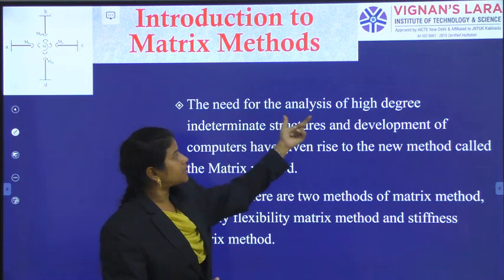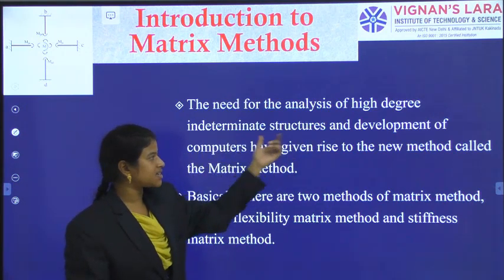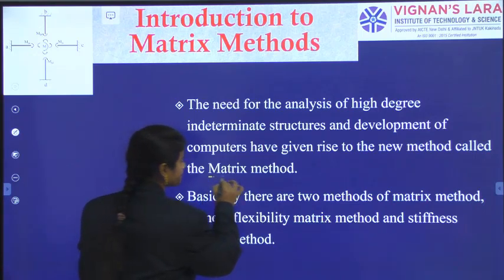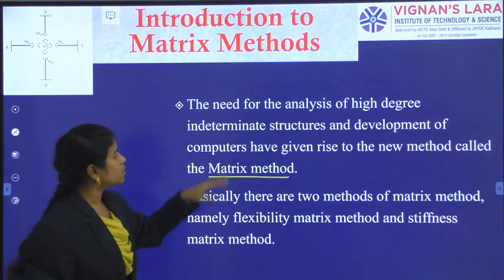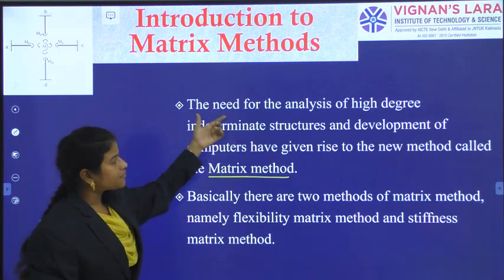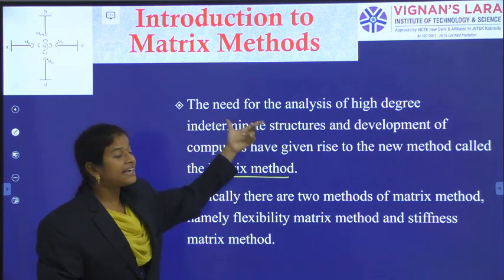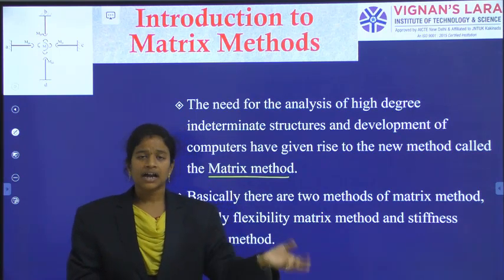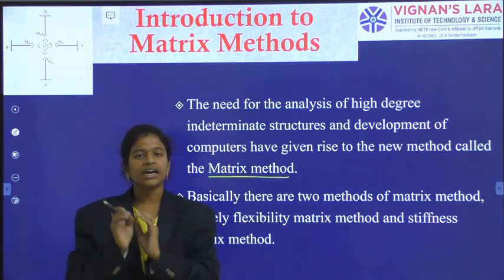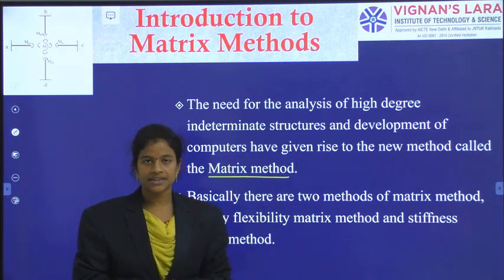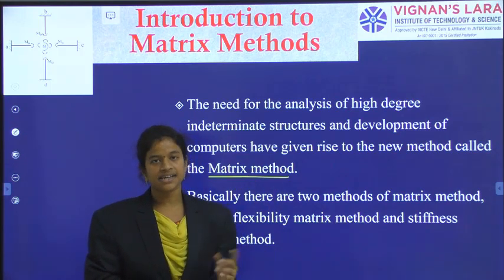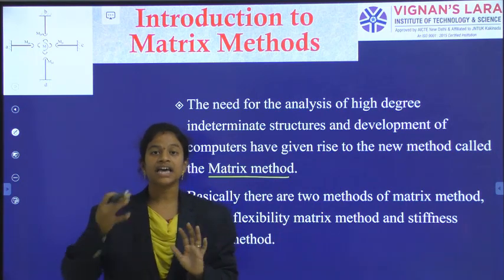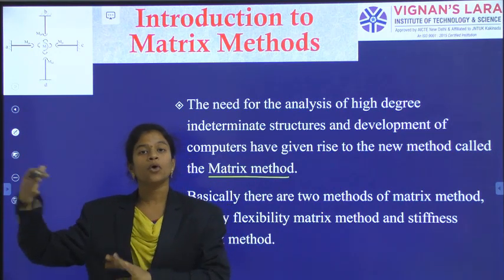And the need for the analysis of the higher degree indeterminate structures and the development of the computer have given rise to the new method called matrix method. Yes, so as I am saying, the need for the analysis of high degree indeterminate structure. So the indeterminate structure is having some unknowns. So that unknown count I call it the degree of indeterminacy. So it is having two support reactions as the unknowns. So that is having two unknowns, 2 degree. Or if it is having more unknowns, it's having more degrees.